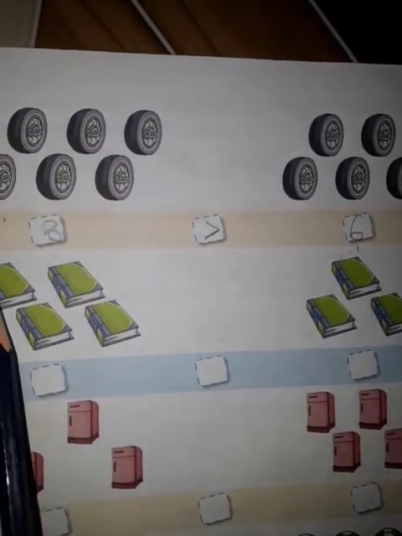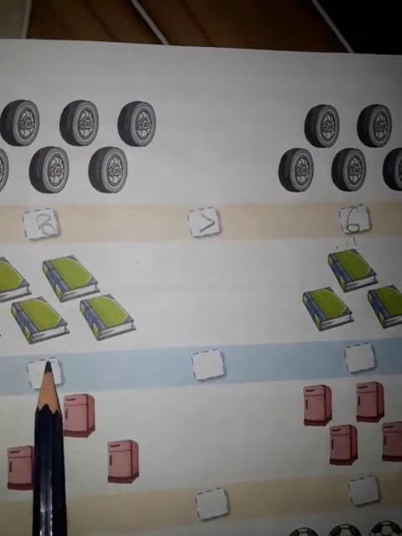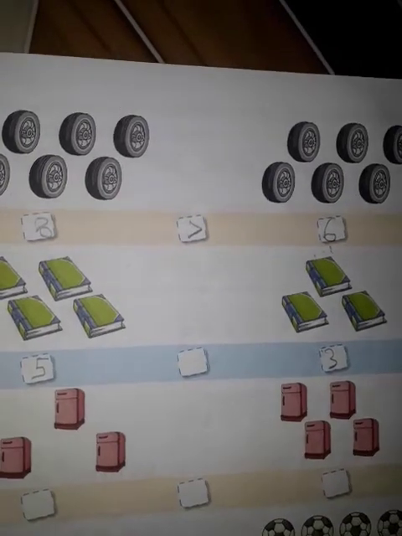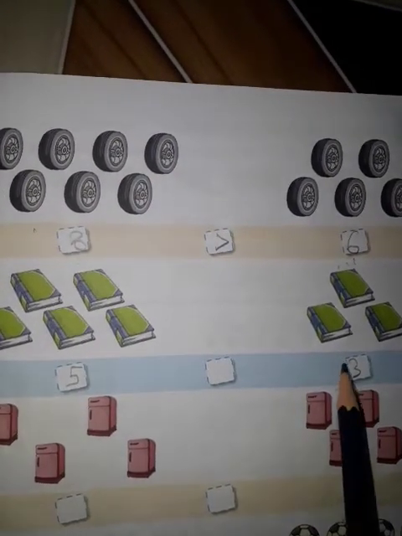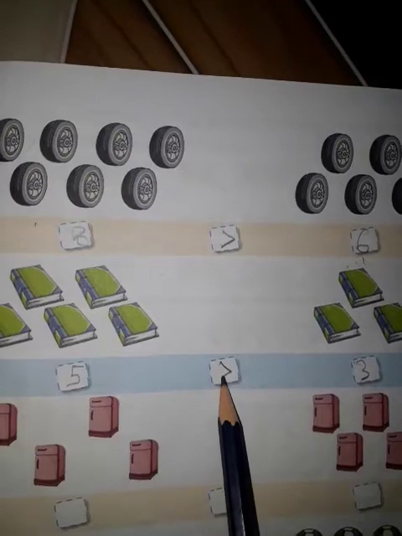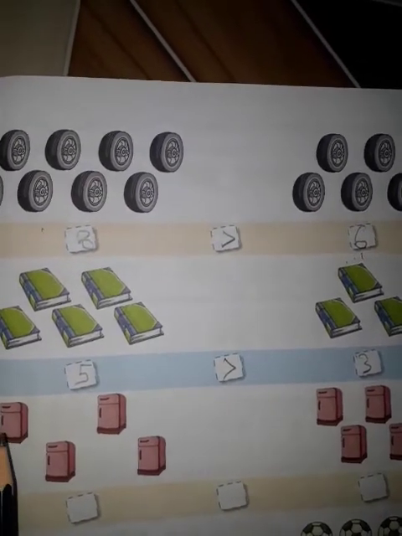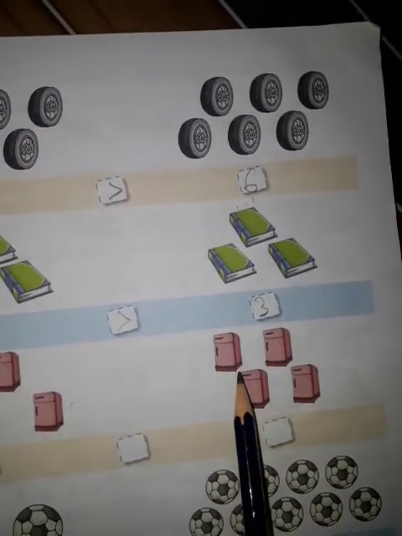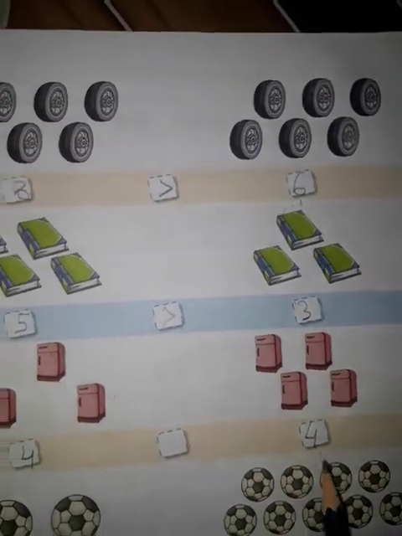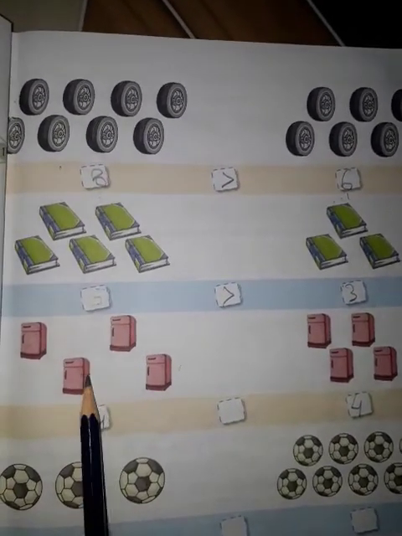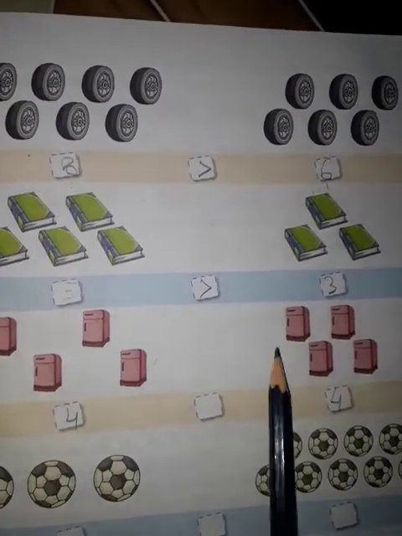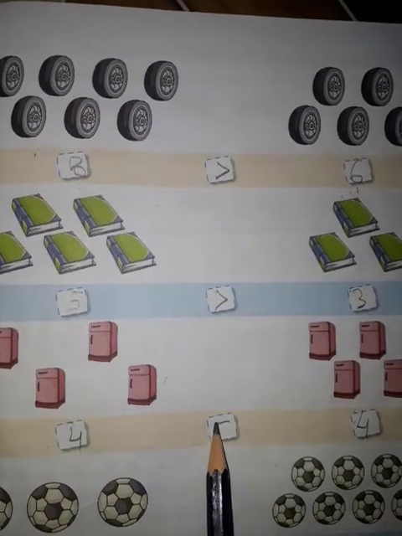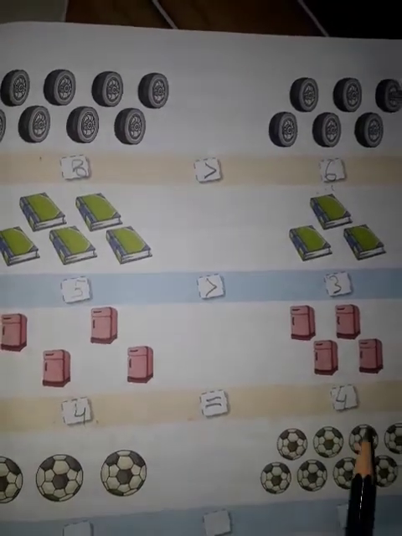Next is books. How many books here? 1, 2, 3, 4, 5. 5 books. And here 3 books. So 5 is greater than 3, so you put the sign of greater than. Fridge. 1, 2, 3, 4. 4 fridges. And here 1, 2, 3, 4. 4 fridges. So what do you see here? 4 fridges on this side and 4 fridges on this side. So which sign do you put here? You put is equal to: 4 is equal to 4.